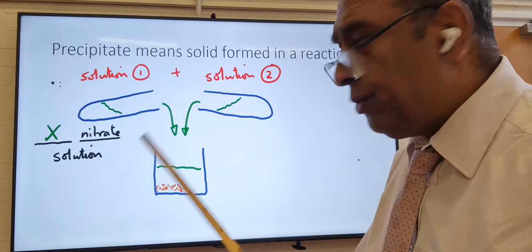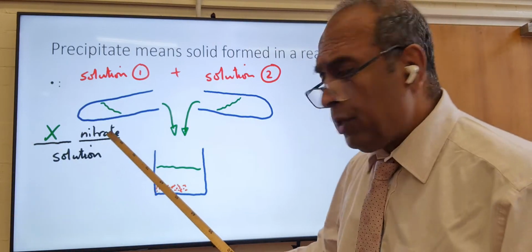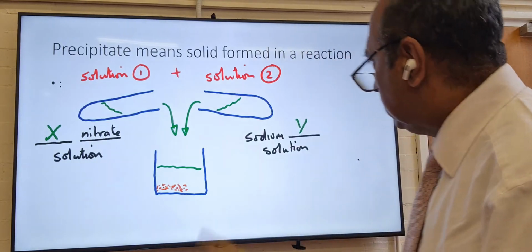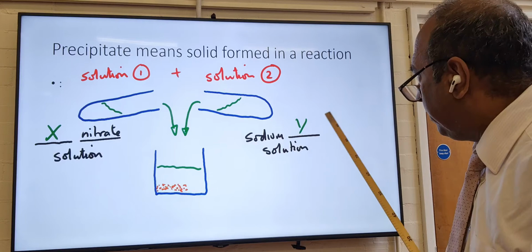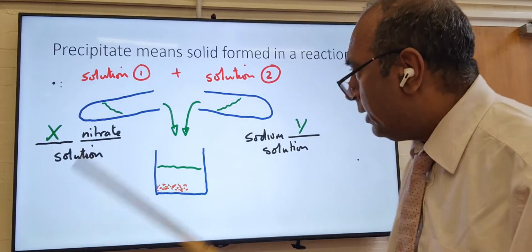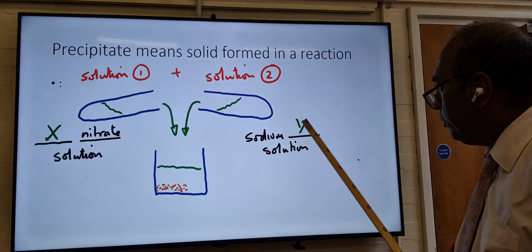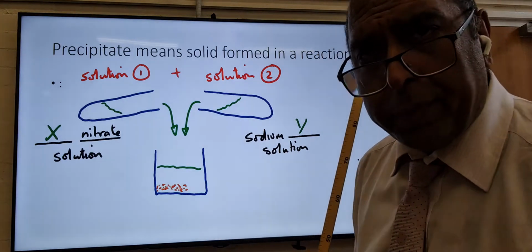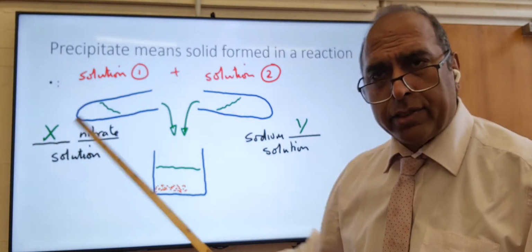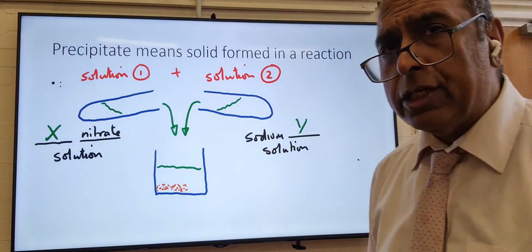And we need to do the same thing with solution 2, except solution 2 is going to give us the second part of the name. Here, sodium Y, Y representing the second part of the name. Say we wanted barium sulfate, then sodium sulfate is what solution 2 would be. Barium nitrate: one of the ions, X, is in one solution, the other ion in the salt, Y, is in the second solution.